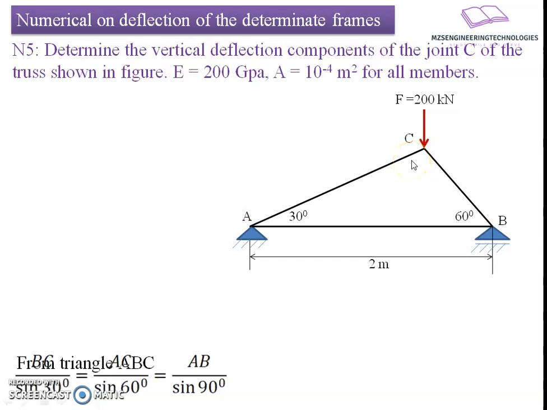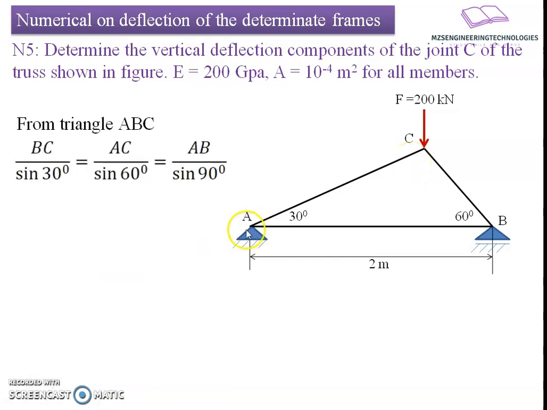For that, let us first work out the geometric parameters. Let's find the length AC and length CB of the members AC and BC. So we have a triangular relationship here. BC divided by sine of 30, meaning the BC side divided by the opposite angle. Similarly, we can say AC divided by sine of 60 is equal to AB divided by sine of 90 degrees. Angle at C is equal to 90 degrees.